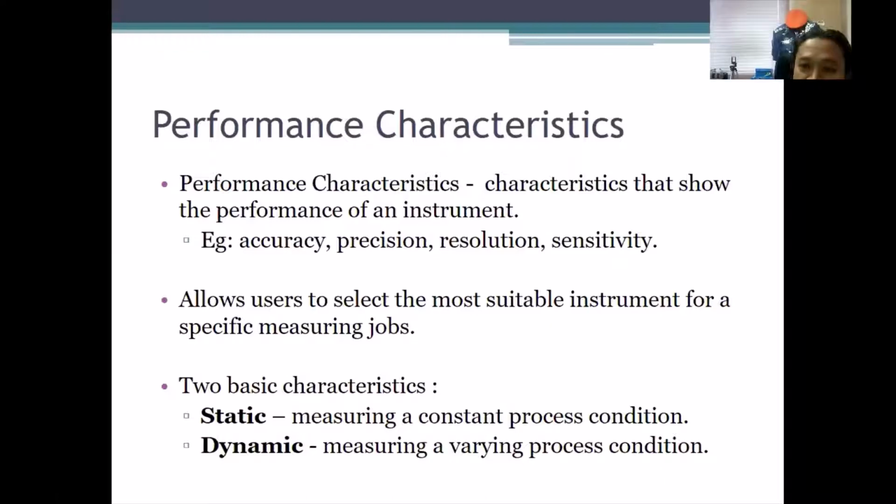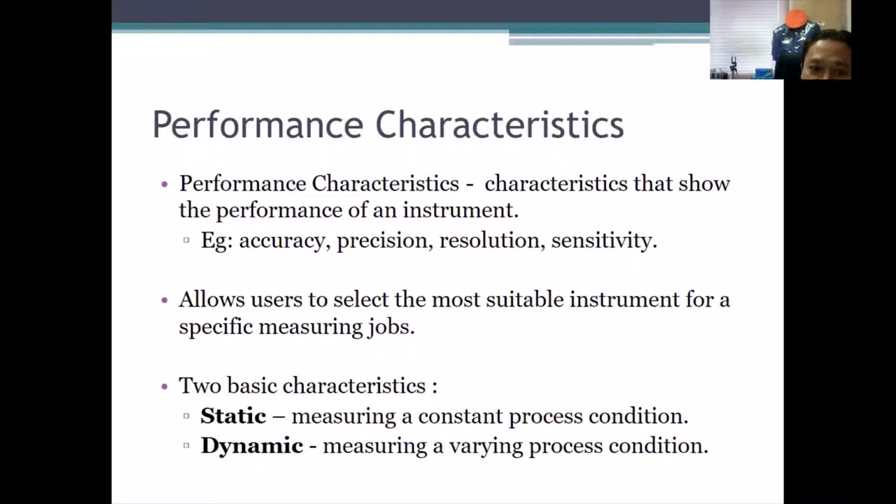For example, if you want to measure voltage or current, we can use a multimeter, either a digital multimeter or an analog multimeter, depending on which you are familiar with. But you have to know the performance of the measurement device. For example, you have to study the accuracy of the digital multimeter, and the precision and so on.